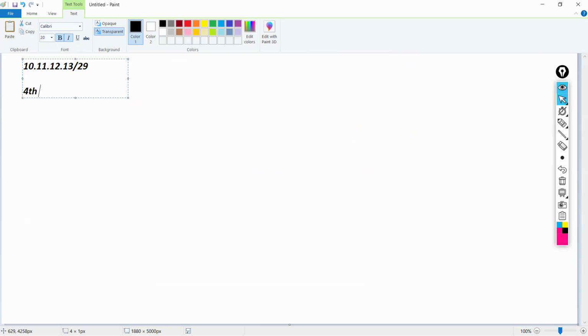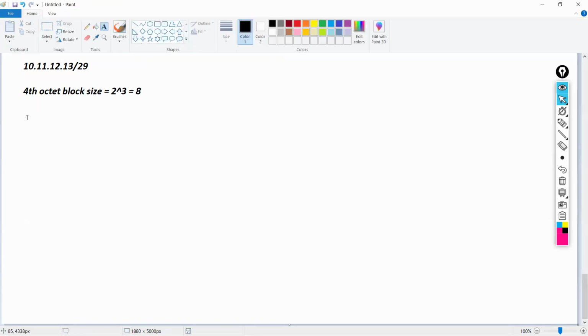And if I directly calculate the fourth octet block size, how many host bits are in the fourth octet? 29 means 3, because total is 32. Out of 32, 29 is network, so the remaining 3 is host. So 2 to the power 3 will be my block size: 8.